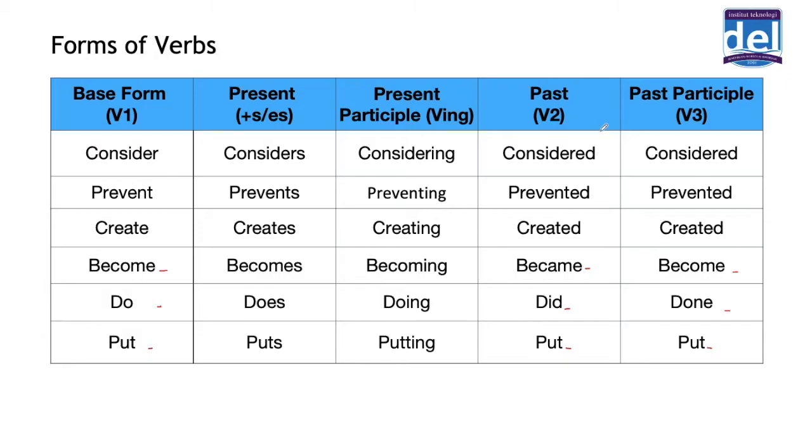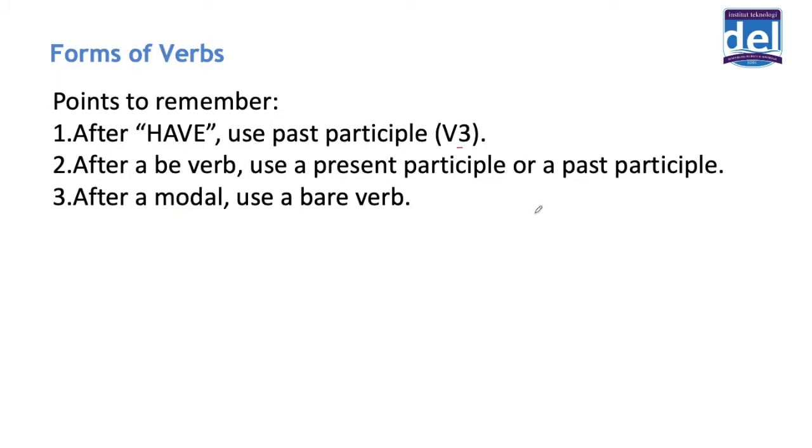And the last one we've got past participle, or verb 3. We use this in present perfect tense, past perfect tense, as an adjective, or maybe in all forms of passive voice. When talking about forms of verbs and use of verbs, there are points to remember. I put 3 here. We'll discuss this one by one in the next slides.